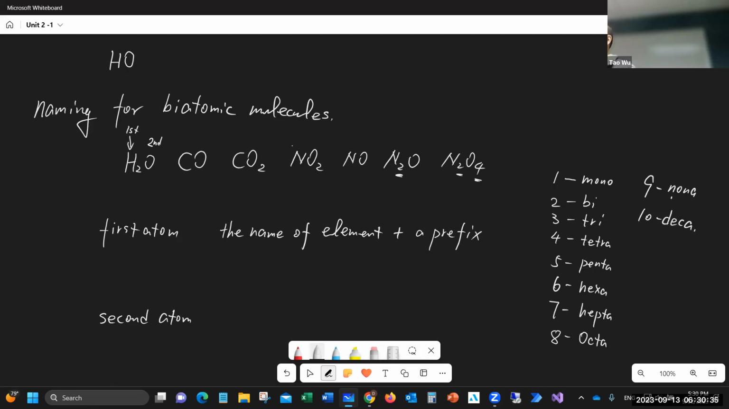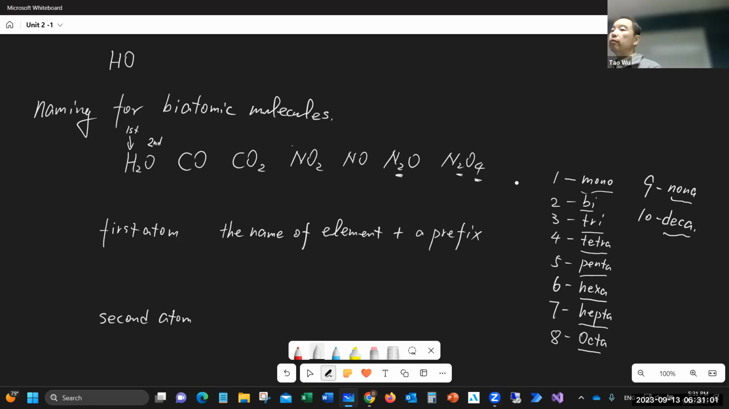To be honest, I'm not sure where this comes from. Is this Latin? I think it's Latin, it sounds like Latin, but I'm not sure at all. But this is a very common prefix in chemistry.